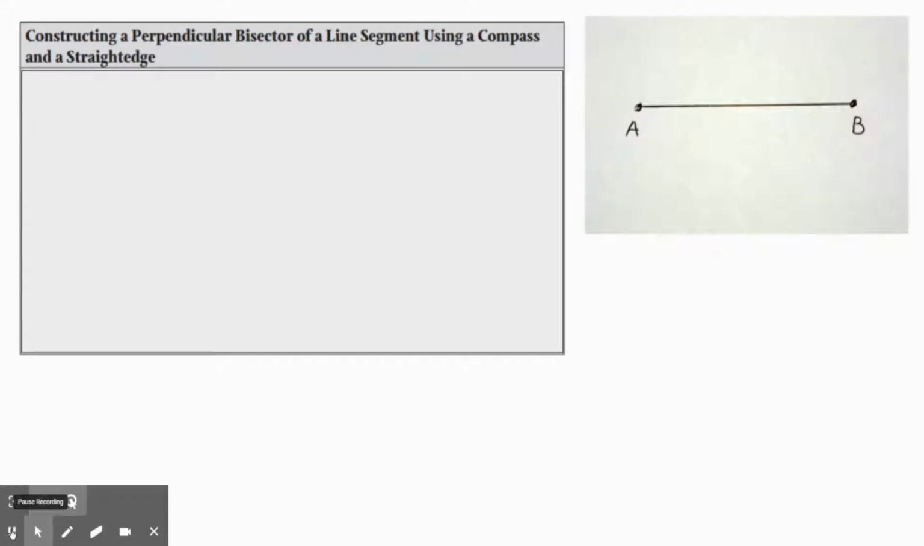Constructing a perpendicular bisector is the same exact construction for constructing the midpoint, or in other words, bisecting the line segment. We've already done this construction before. We're just following exactly the same steps, but I'm really going to emphasize that this line will be perpendicular as well. So let's go through the steps.